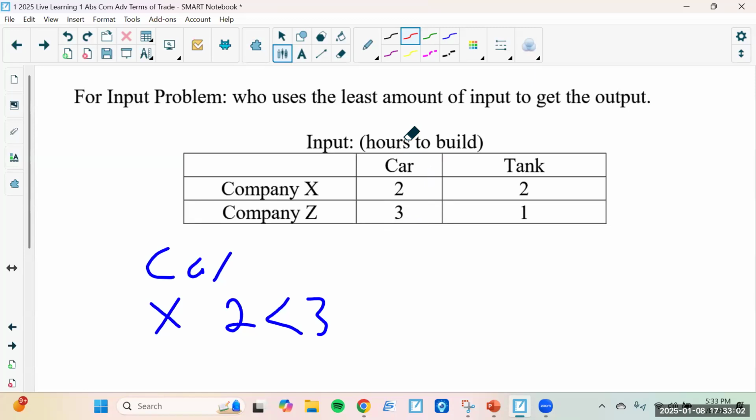Be careful, input problem versus output. We know this is an input problem because it's hours to build. The input is the hours, the output is what you build. So obviously company X has the absolute advantage in car production, and company Z has the absolute advantage in tank production.